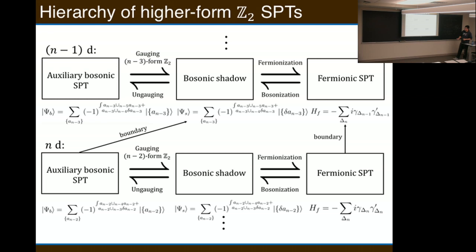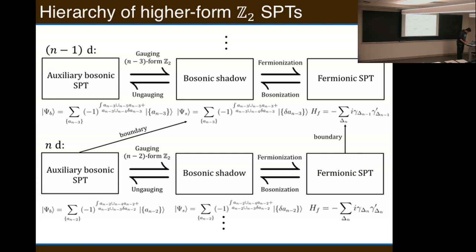So in D dimensions, you start with some trivial fermion. And after this procedure, you get something called a (D-2)-form Z2 SPT. And if you study the boundary of this SPT, it turns out to be the bosonic shadow in D-1 dimensions. So we can go from a higher-dimensional Z2 SPT with higher-form symmetry to a lower-dimensional SPT.